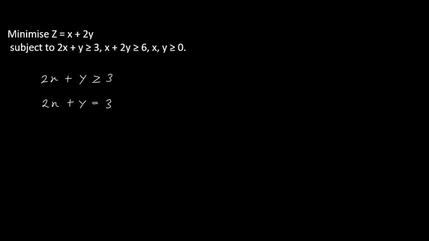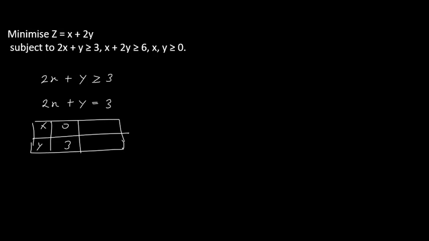Find its two solutions. So x and y. If I take x equals 0, I get y equals 3. Now I take y equals, let us say, 1. When I take y equals 1, I will get x equals 1.